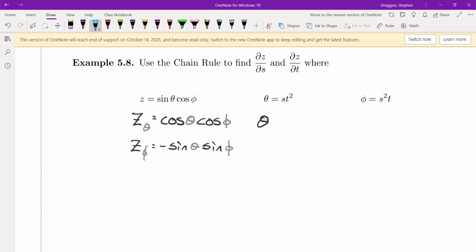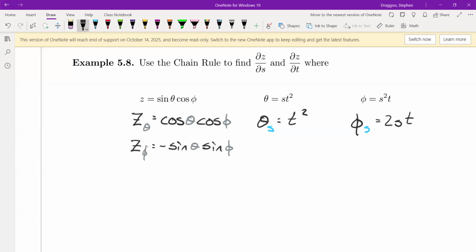partial derivatives of theta and phi with respect to s, if I'm going to look for dz ds first, which I think is going to be t squared on the one side. If I do the derivative of theta, I get t squared. And if I do the derivative of phi, I think I get 2s times t. Just the derivative of s squared is 2s.